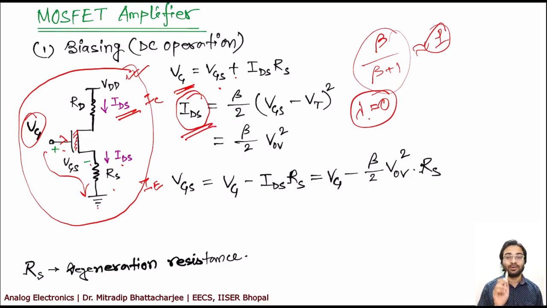But remember, for output resistance, you cannot neglect lambda, because if you say lambda equal to 0, then your output resistance is infinite, which is good theoretically, but physically it is not possible. So in case of output resistance, remember to consider the value of lambda. However, in this case, to make life simpler, we are neglecting this term. So you end up with this equation: IDS is equal to beta by 2 (VGS minus VT) whole square, or in terms of over voltage, beta by 2 VOV whole square.